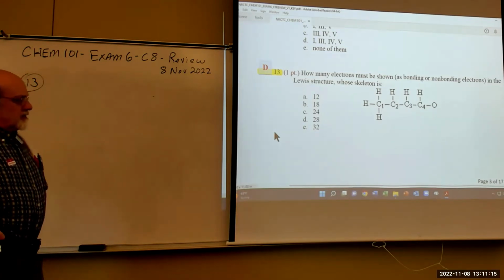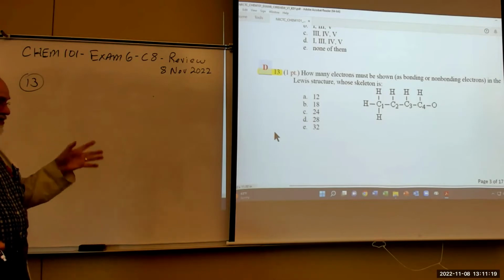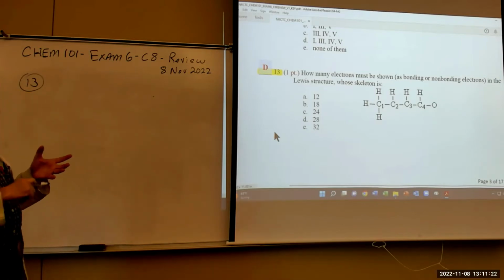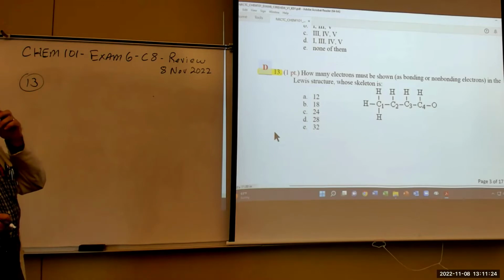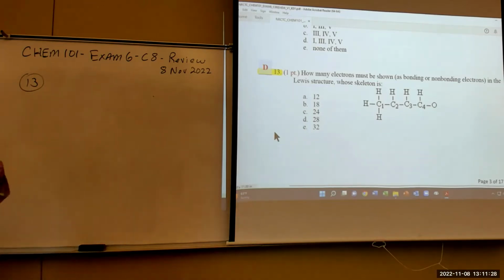Not just for the application to this chapter, but also because this is an organic compound, and we haven't studied organics. So I'm going to try to help you with some conventions. Eventually, you'll see them again if you go on to organic somewhere. How many electrons must be shown as bonding or non-bonding electrons in the Lewis structure whose skeleton is?